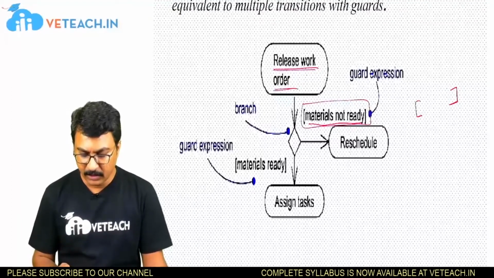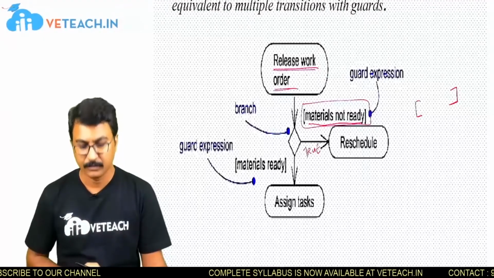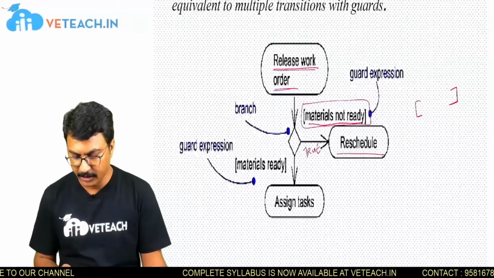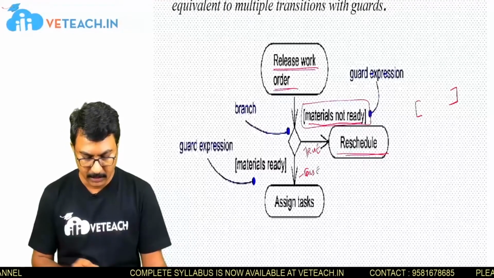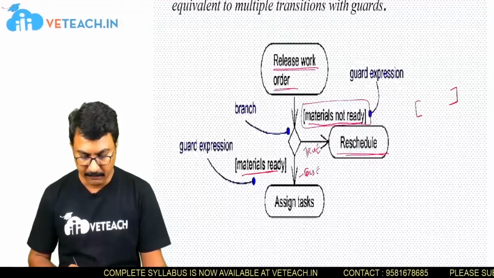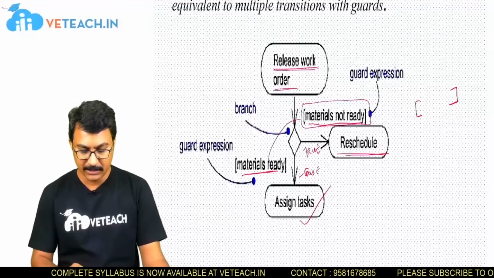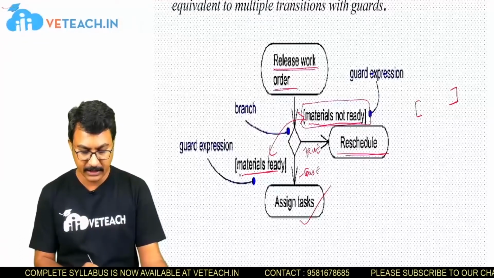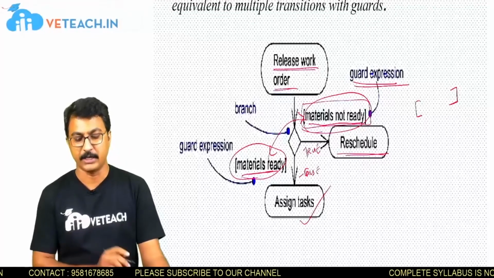If materials not ready is true, then we will reschedule it, or if it is false, indicating that the materials are ready, I will assign the task of shipping the items. See here, the conditions that I have represented in the square braces are called guard conditions.